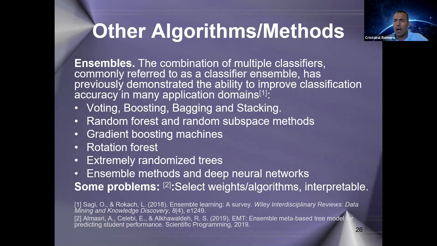Okay. Another thing is to apply other algorithms and methods. Currently, there are better algorithms. The first one that I think is better: ensembles. If you want to do classification, apply ensembles. An ensemble is a combination of multiple classifiers, commonly referred to as a classifier ensemble. It has demonstrated the ability to improve classification in many domains. And there are a lot of versions: bagging, boosting, stacking, random forest, random subspace method, gradient boosting machine, rotation forest, extremely randomized trees, and also deep neural network ensembles.